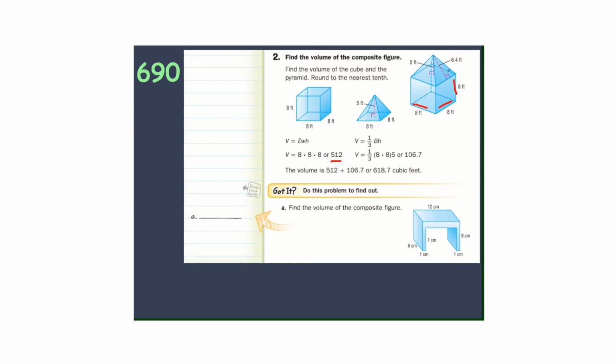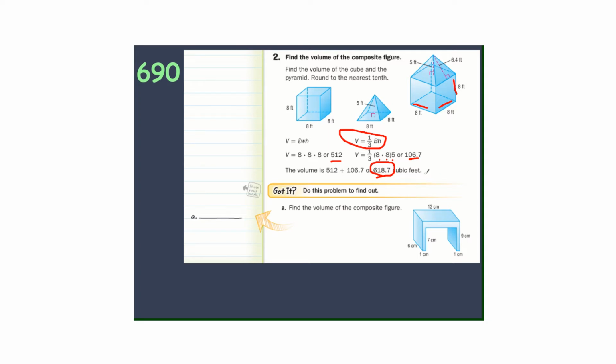Now we have a square pyramid. So we have our square pyramid formula here, 1/3, because it's a pyramid, of 8 times 8 times 5. We get 106.7, add them together, and then this is the volume of the composite figure. Letter A, find the volume of this composite figure. Push pause. This takes just a few minutes here, and find out the volume of this one.